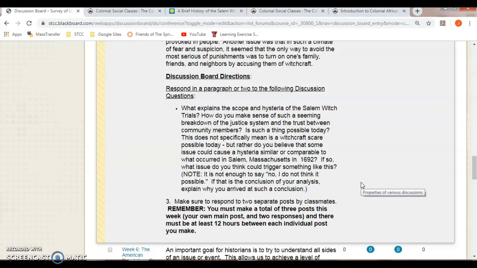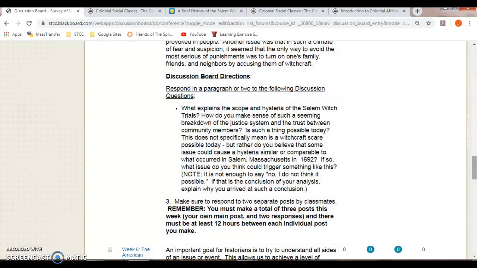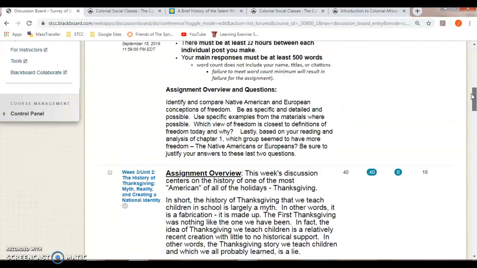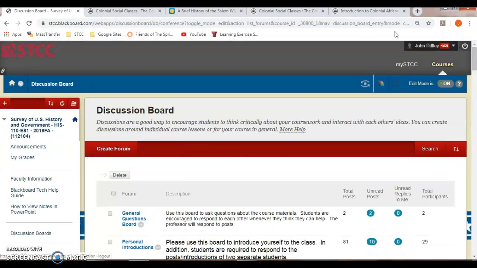So think about that. So again, when I say could this happen again, or something similar, I don't mean something supernatural, something going after witches, that sort of thing, because they don't exist. But whatever, take a focus on that. So that will be the witch trials. There's stuff in the book, but make sure you look at that website as well. Especially for the discussion board.